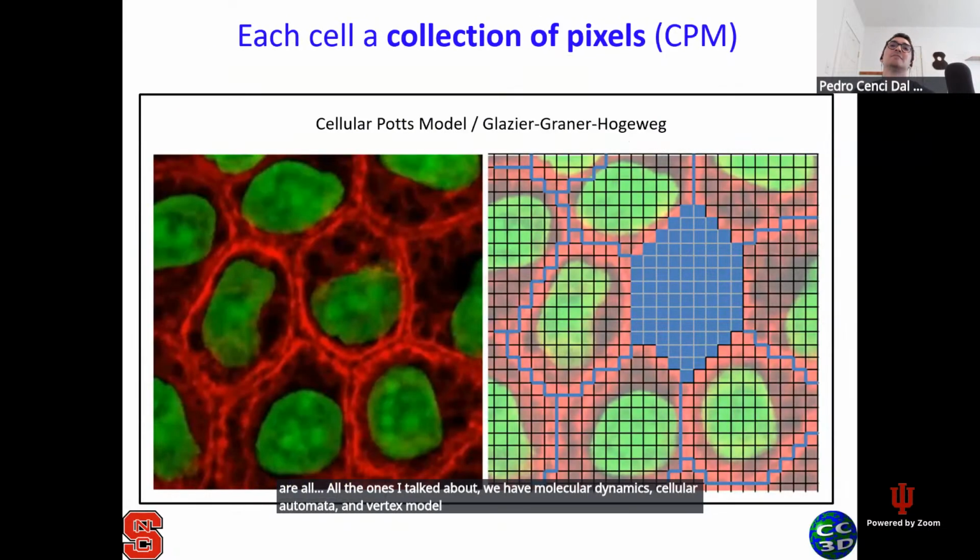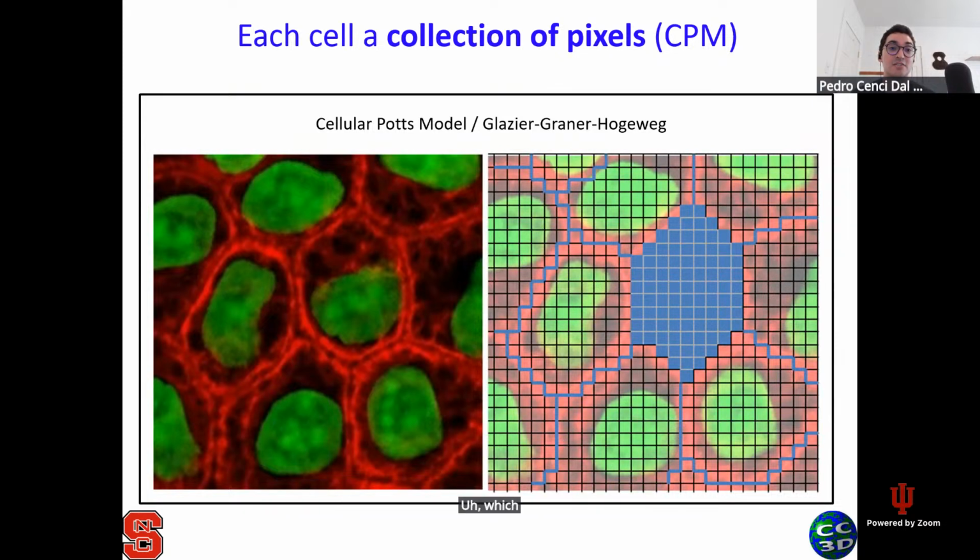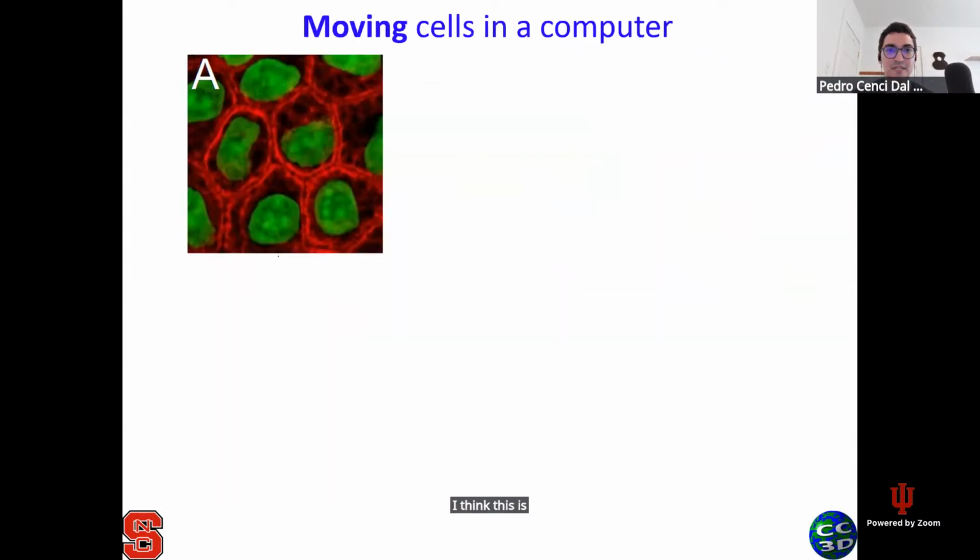And finally, Cellular Potts model, which represents cells as a collection of pixels. So here, one single pixel is part of a cell. It's not the cell itself. I think this is all simple by now.